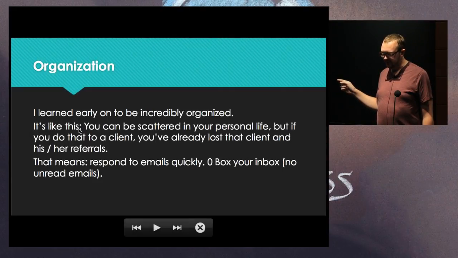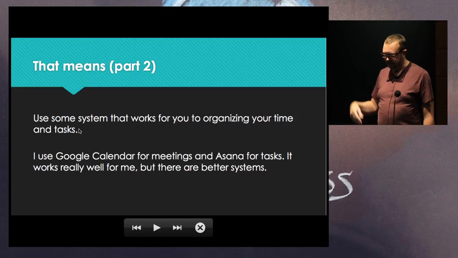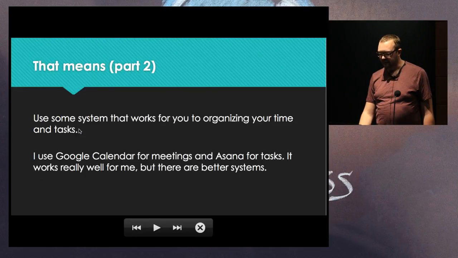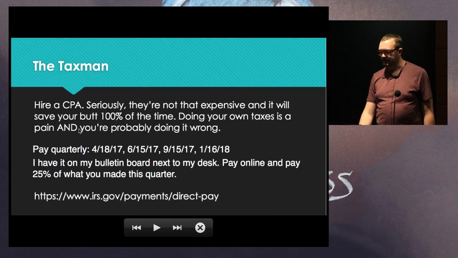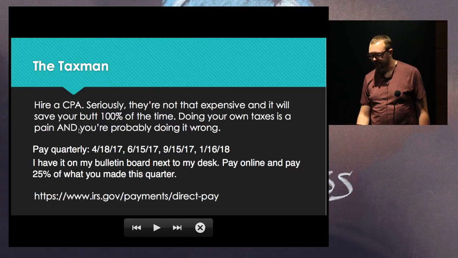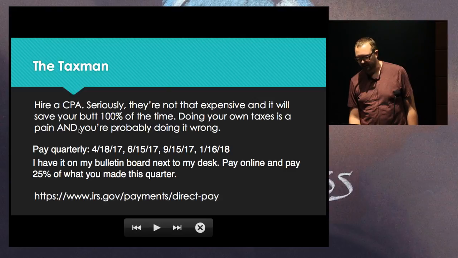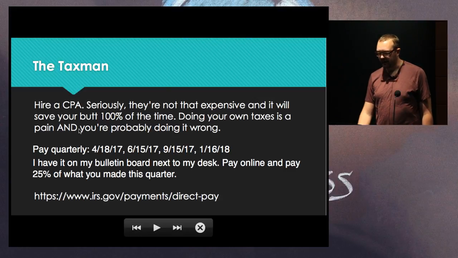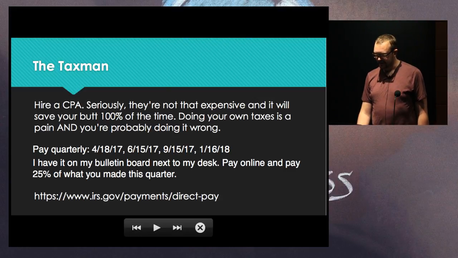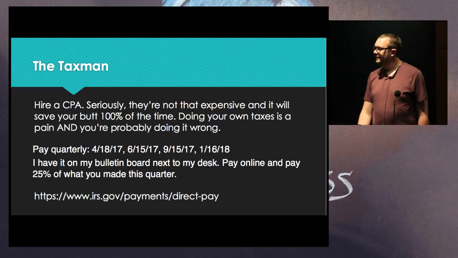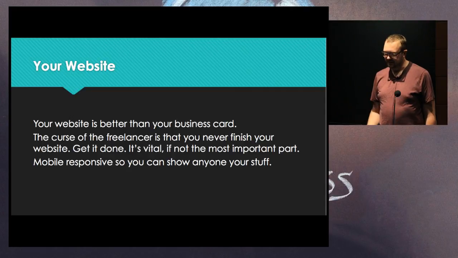The 4th, the 4/18, et cetera, et cetera. I have it on my bulletin next to my desk. Pay online and pay 25% of what you made this quarter. Here's the link to pay directly. Pay. What? You're an IRS plant, are you? No, I'm not a plant. I don't work for the IRS. I just freelance and know that you should pay quarterly.